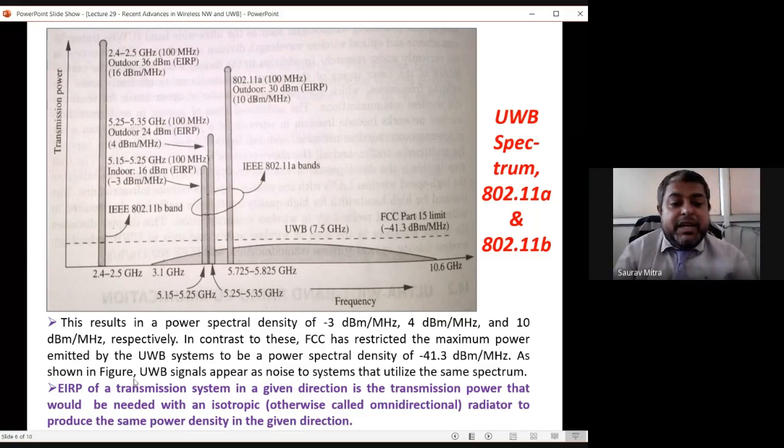What is EIRP? So EIRP of a transmission system in a given direction is the transmission power that would be needed with an isotropic.